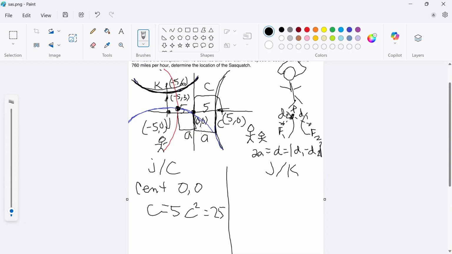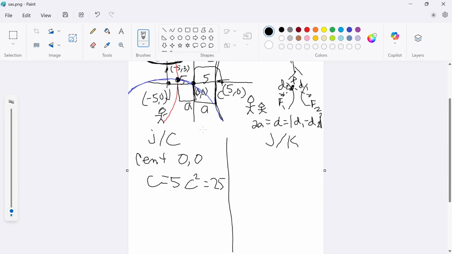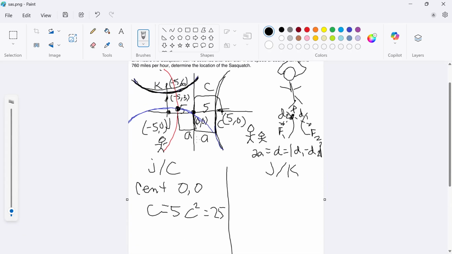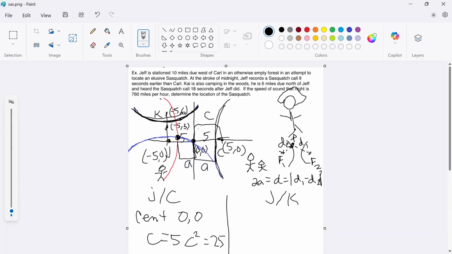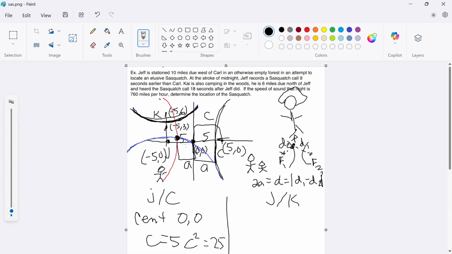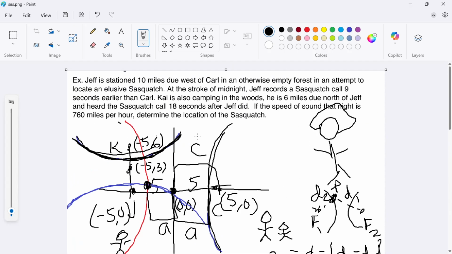So I've got that much. Can I find A? Yes, I can, because remember, 2A equals the difference between those distances, the distance from one focus to some point, in this case the Sasquatch, minus the distance from the other focus to the Sasquatch. And I have a relation for that. I know a rate that sound is traveling, 760 miles per hour, and I know the difference in time between Jeff and Carl is 9 seconds.